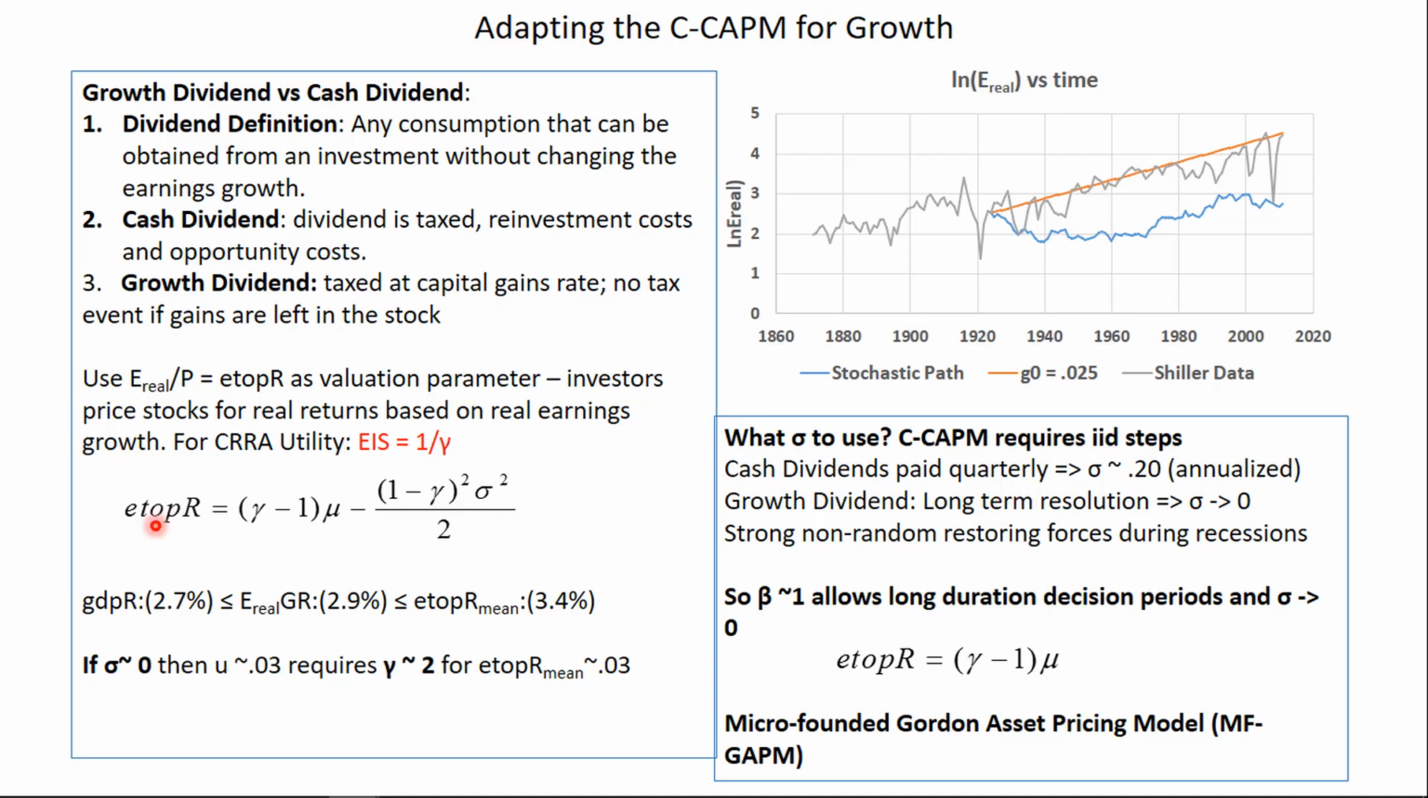And then from this relationship, you obtain what I consider to be the pricing model, which is that the real earnings yield is simply gamma minus 1 times mu. And you can see this has remnants of the Gordon model, which is the required yield is gamma times mu minus the growth rate mu. So I've often referred to this model as the micro-founded Gordon asset pricing model.